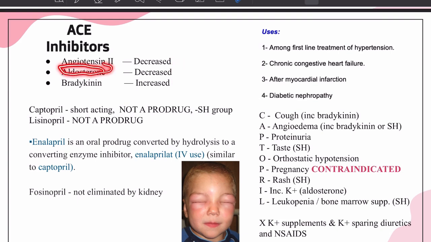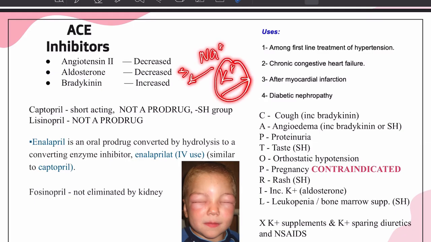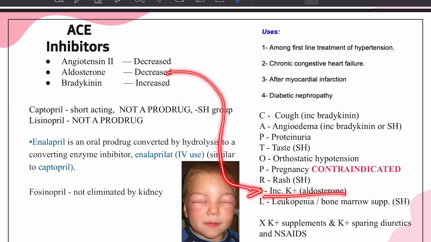Going back to aldosterone, we said the job of it is to cause sodium reabsorption and potassium secretion. So potassium is supposed to leave. Since I've blocked this reaction, potassium will not be secreted and potassium will accumulate. So this explains the hyperkalemia that I might see. And we'll go to the side effects in a bit. So this is the general mechanism, and this is how it works.